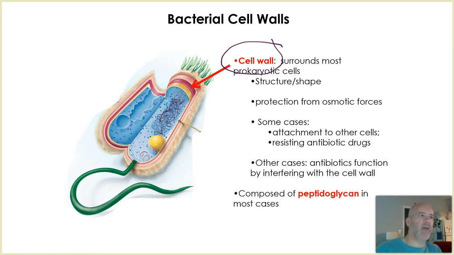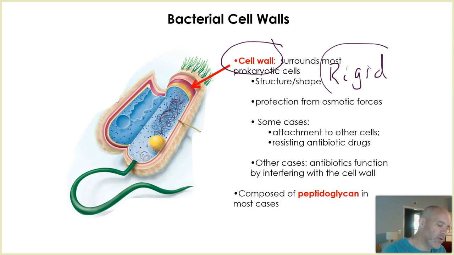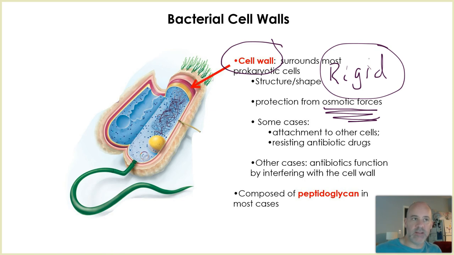All right, so what do we have? The cell wall is inward from the glycocalyx. Not all bacteria have the glycocalyx, but almost all bacteria do have a cell wall. One thing I want to point out to you about the cell wall is that it is a rigid structure. It's not flexible. It is providing protection from osmotic forces. And remember osmosis. You've studied osmosis before. That's the movement of water across a cell membrane in biology.